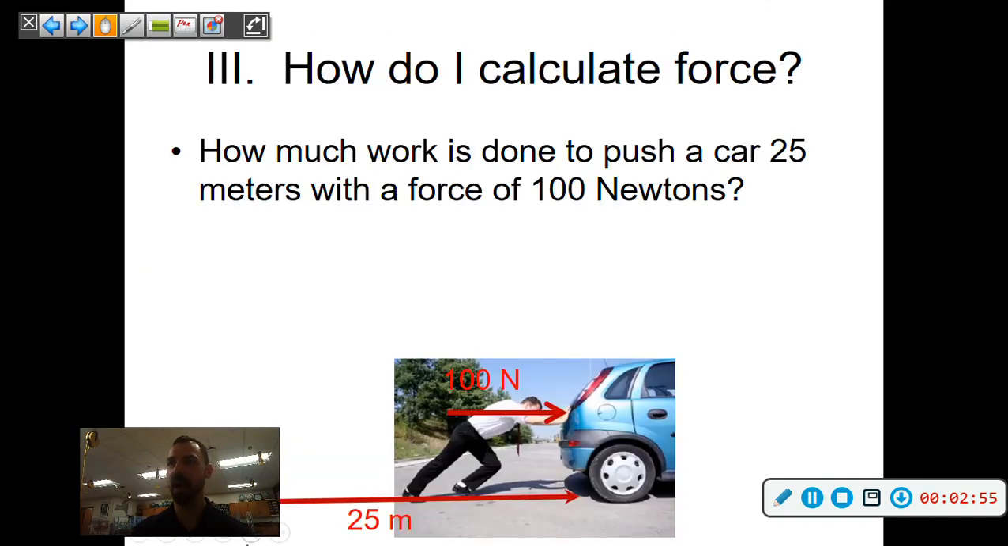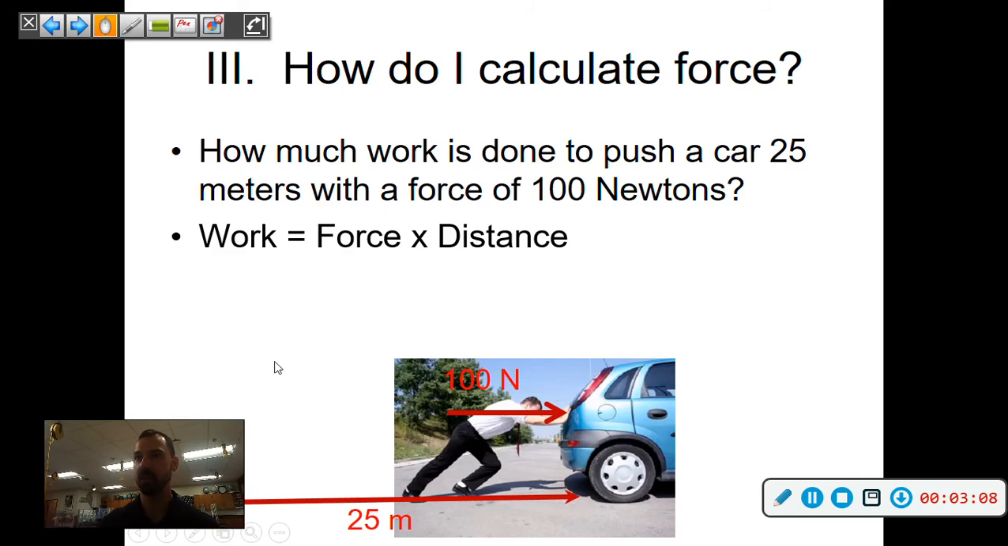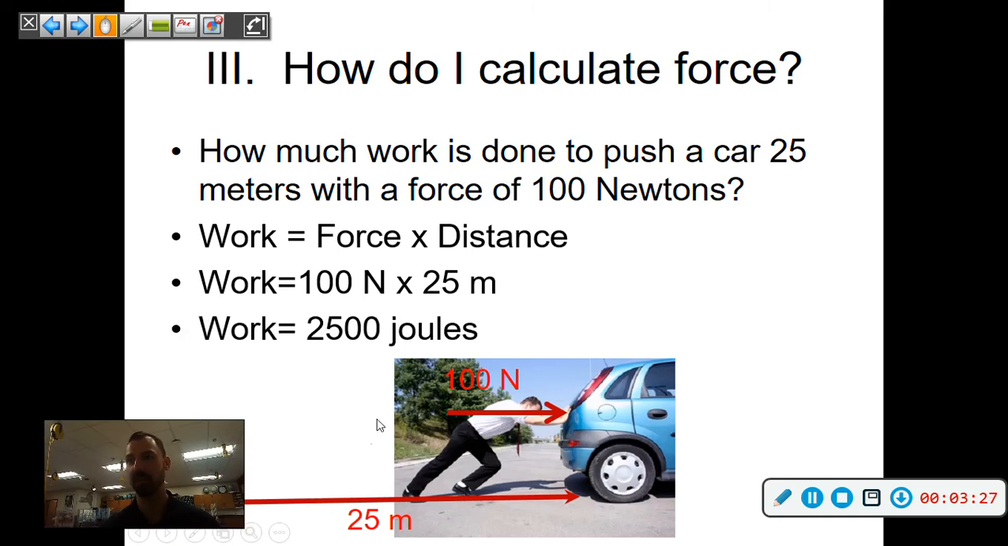All right, how do I calculate it? Okay, so here's an example. We have a person pushing a car. How much work is done to push a car 25 meters with a force of 100 newtons? So all I have to do is write the formula first: work equals force times distance. Look for the units to match up to the thing you're measuring. Force is the newtons one, meters is distance. So 100 newtons times 25 meters, and the final answer is 2,500 joules. And you can just use a capital J for the symbol if you want, instead of writing out joules.